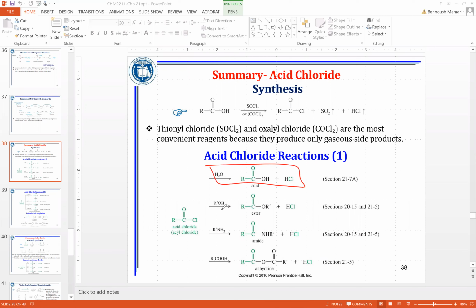If you add alcohol to acid chloride, you would get ester. Alcohol plus any acid derivative would give you ester. And then you get the byproduct. You add amine to acid chloride, you would get amide, and it's a step up. If it's a primary amine, you would get a secondary amide. If you add ammonia, you would get a primary amide. And then acid chloride plus carboxylic acid would give you acid anhydride. So we looked at this reaction already.